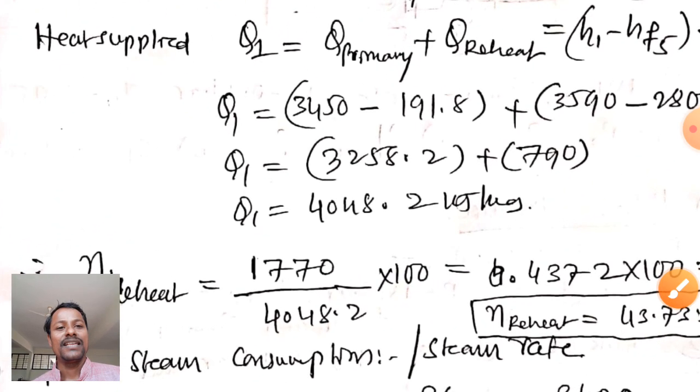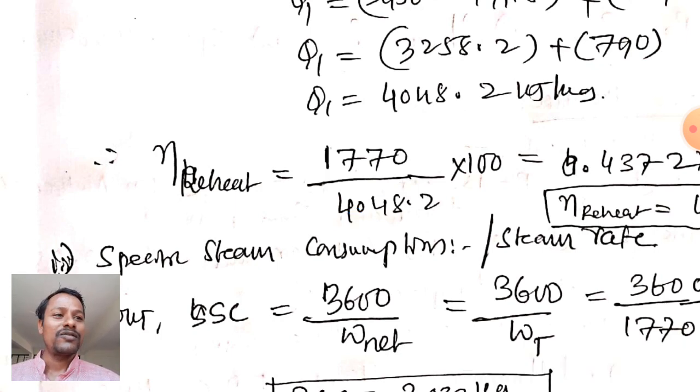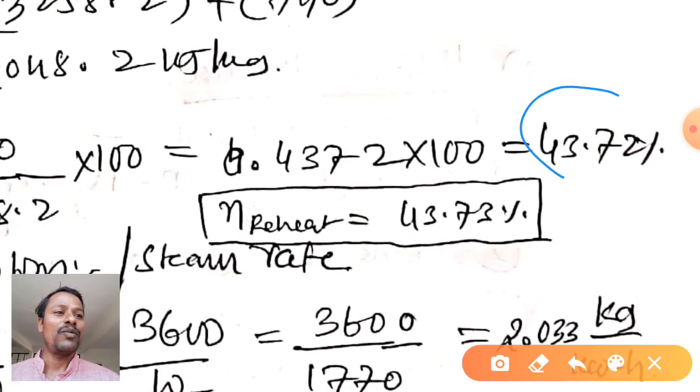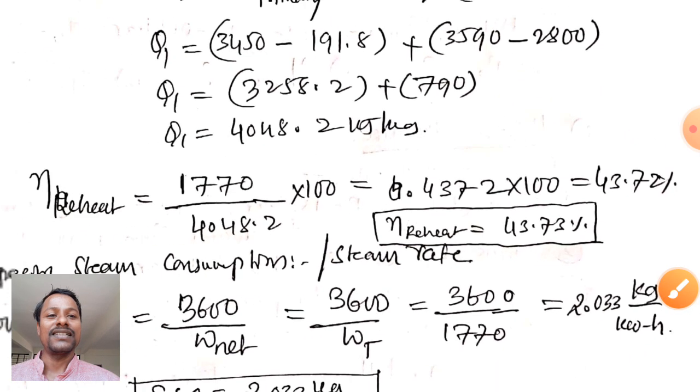So finally the thermal efficiency with reheating, that is net work is 1770 and heat supplied is 4048.2. After that I am able to calculate the thermal efficiency as 43.73, that is reheat cycle efficiency. So this is the required answer.